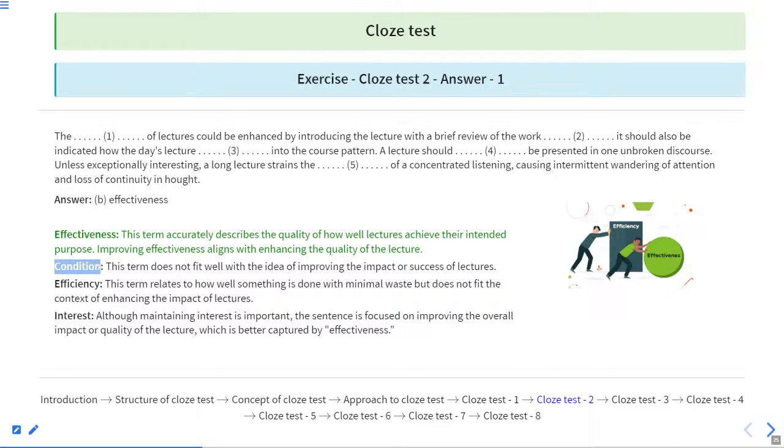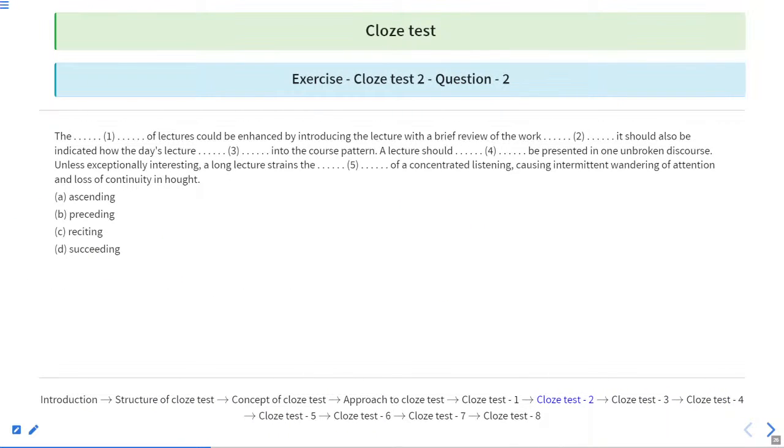It cannot be efficiency, because efficiency relates to how well something is done with minimal waste. Here we are not talking about waste, therefore it does not fit the overall context of the impact of lectures. The impact of lectures is better conveyed with the word effectiveness. Similarly, it cannot be interest, because although maintaining interest is important, this particular sentence is focused on improving the overall impact or quality of lecture, which is better captured by effectiveness.